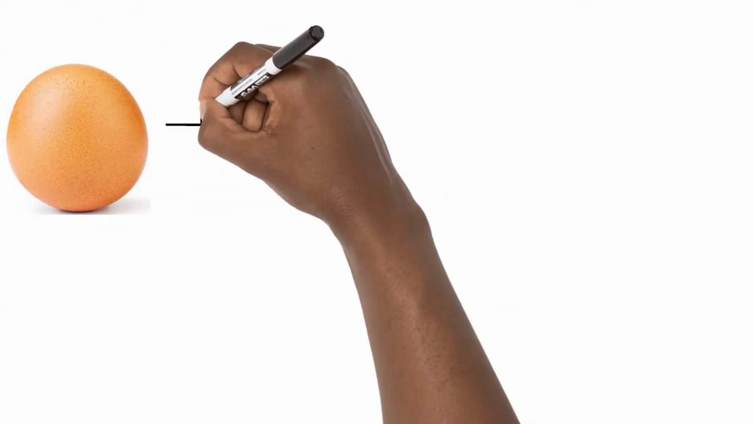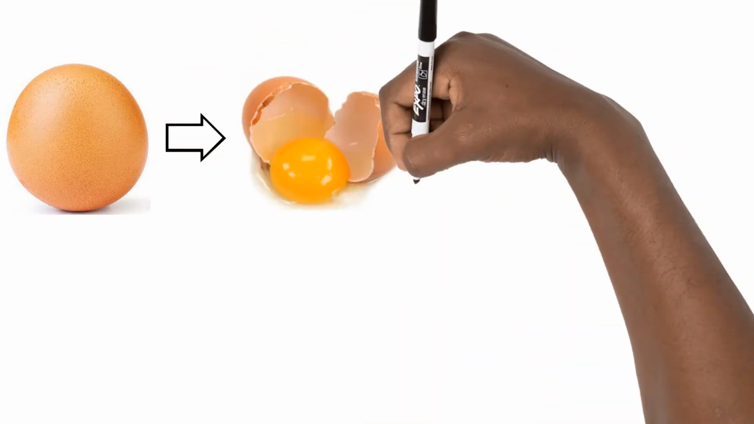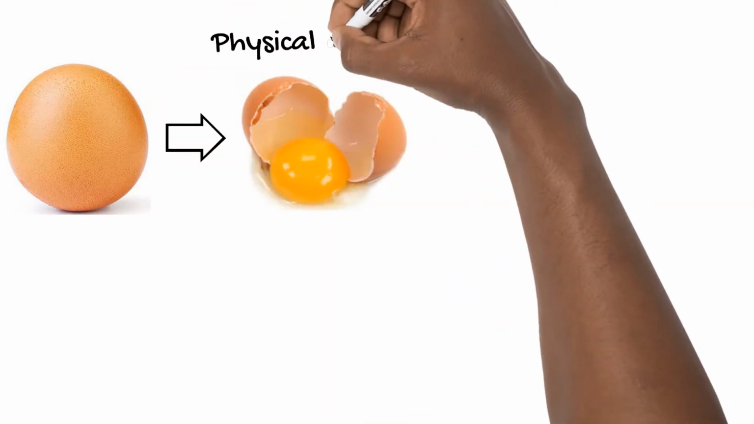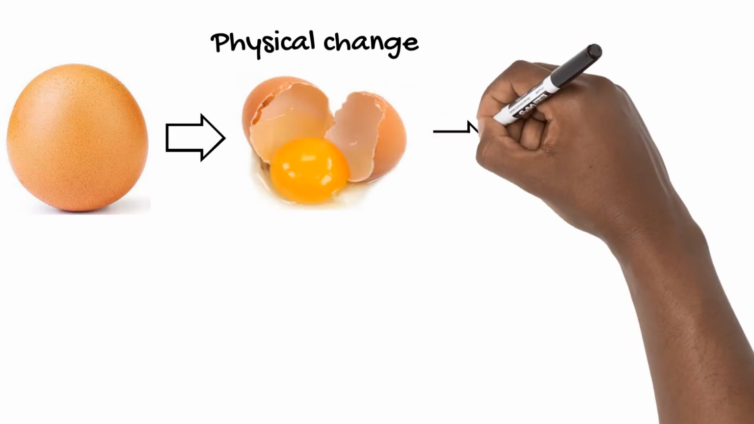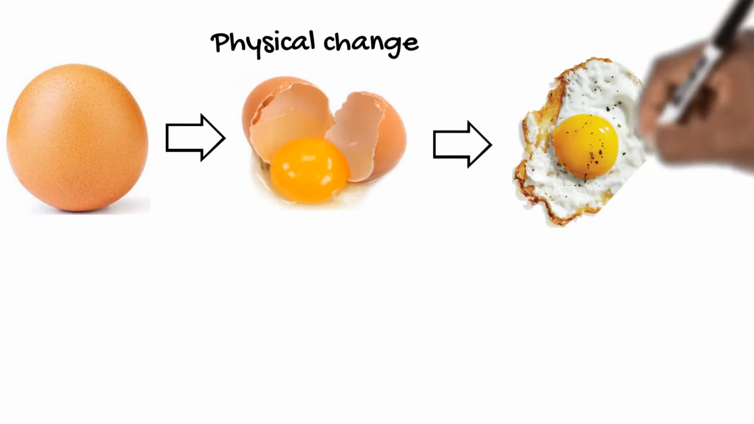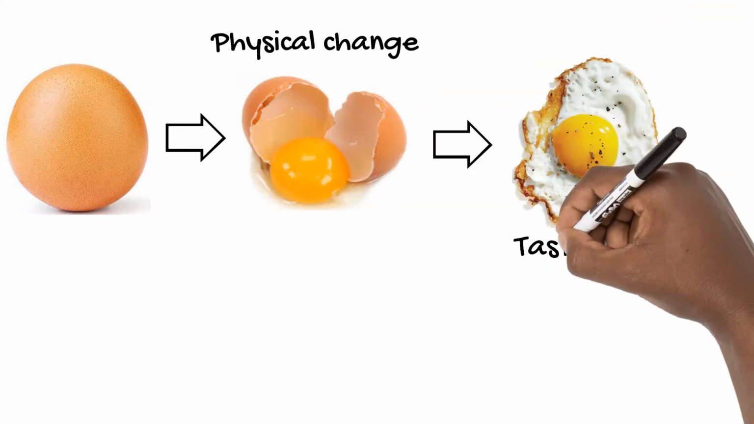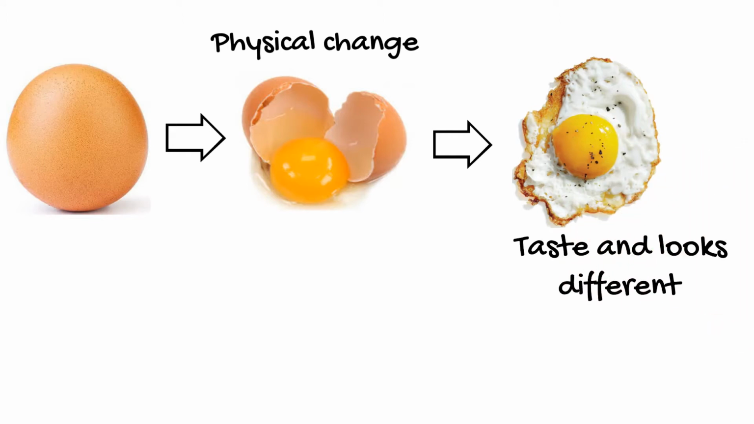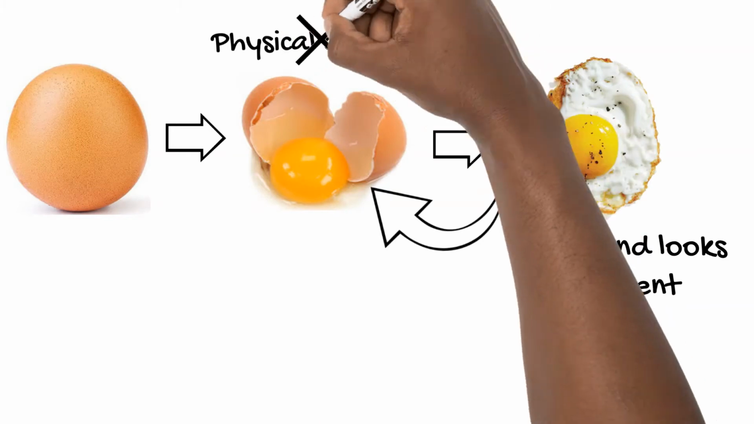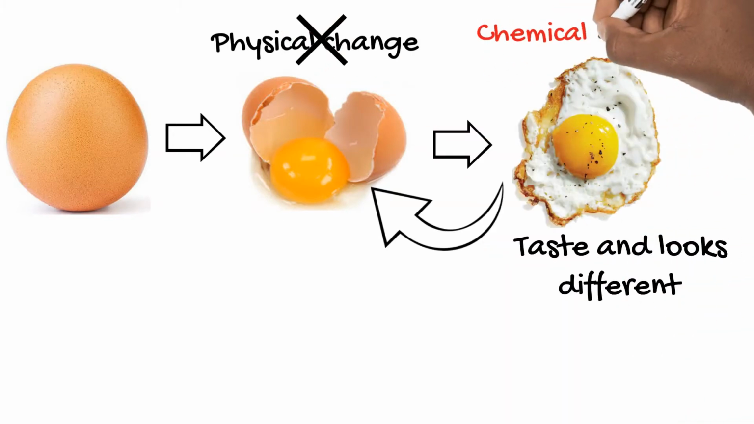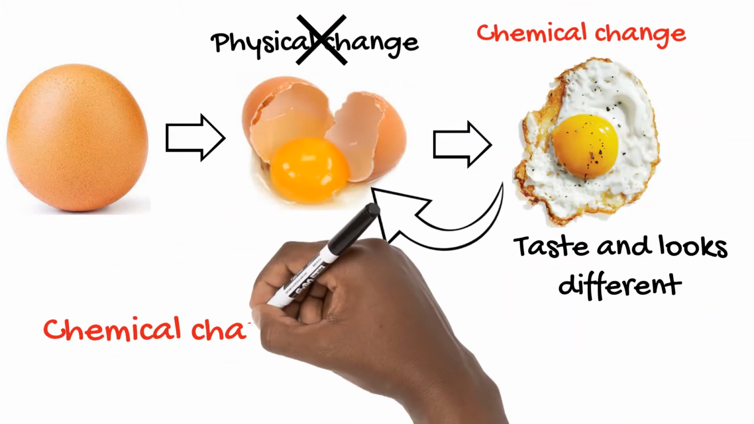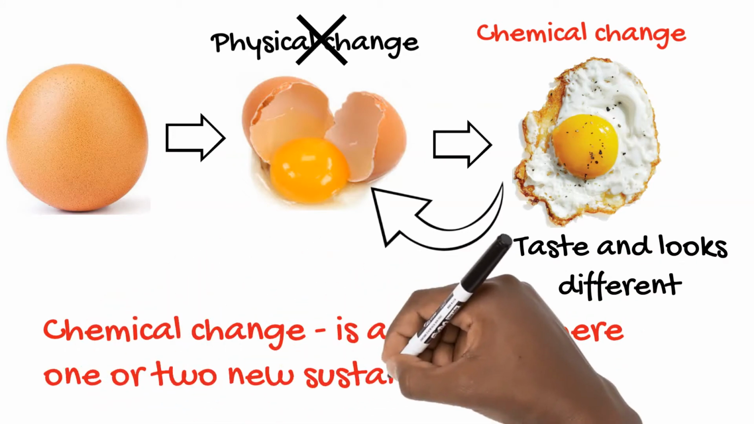So imagine you're holding an egg, and then you drop it. Well, there's a physical change because there's a change in shape. But then you decide to scoop it up and fry the egg. You can see that the new product tastes and looks different from the original product. So it's not actually a physical change. This is a chemical change because a new substance has been formed.